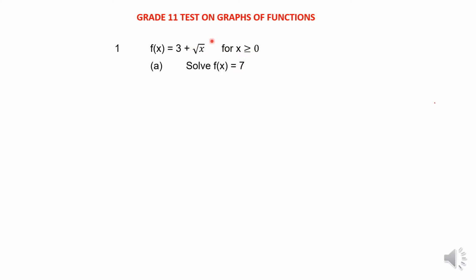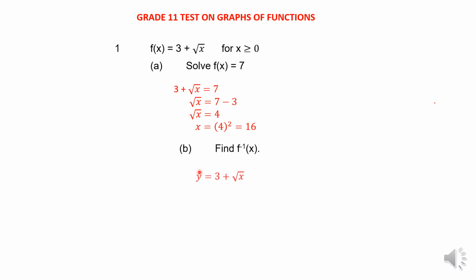Now, suppose you take this function and you let it equal to 7. Some of you could not do that. 3 plus square root of x is equal to 7. Now, the idea is to make x the subject of the formula. Get rid of that 3, then get rid of the square root by squaring. So the answer there was 16.